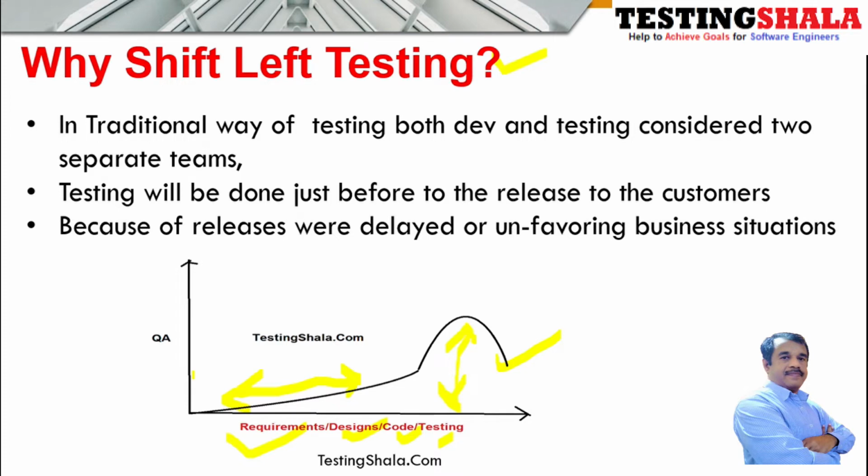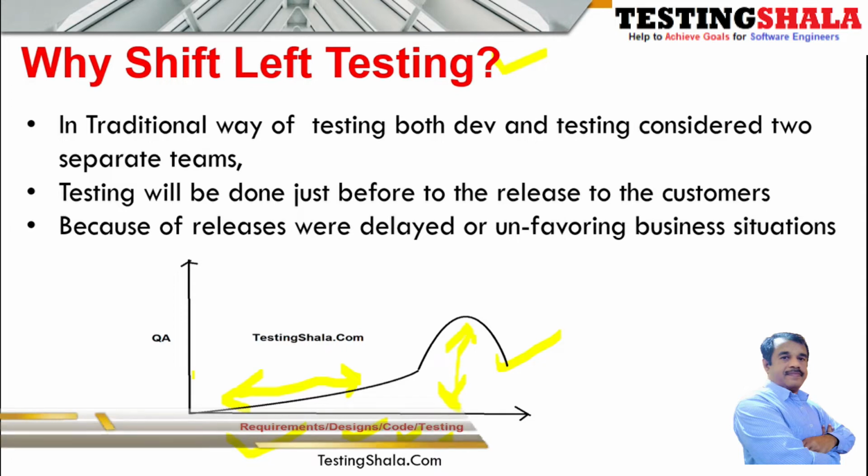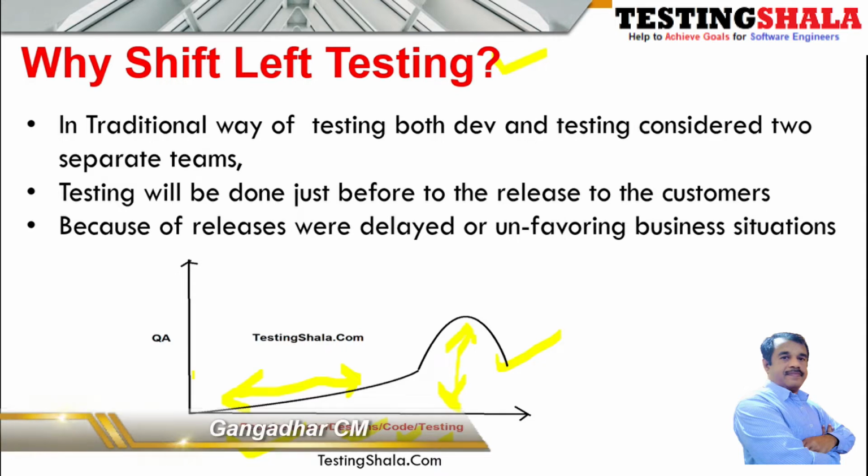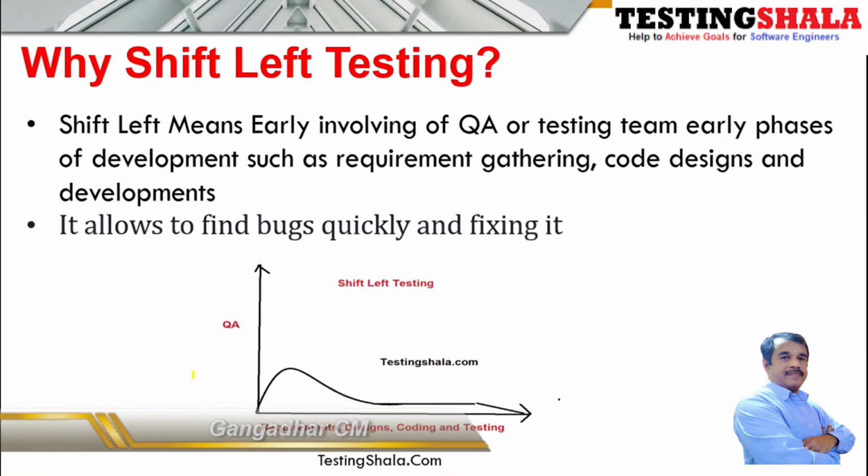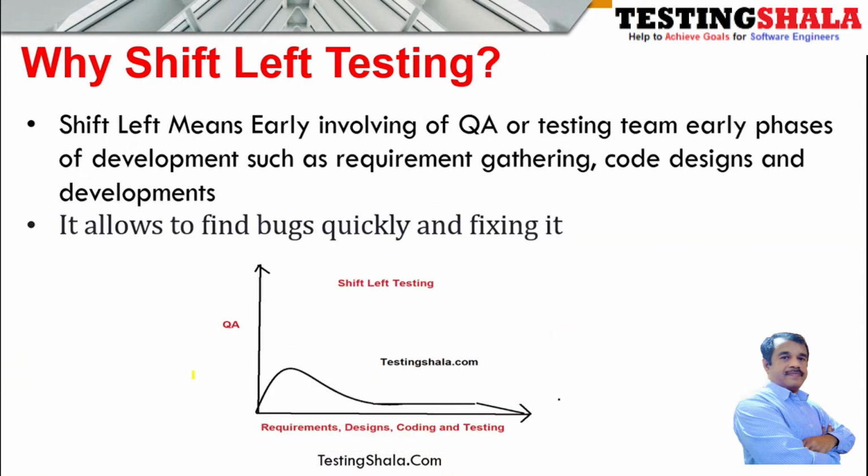When we use shift left testing, what will happen? When we start testing early by involving the QA or testing team in the early phase of development, our testing team gets involved in the requirement phase itself. Majority of the testing of the requirements and designs gets done in the beginning. Because of this, more issues, like requirement gathering issues or coding issues, will come out. Everything will be popping up in the beginning.